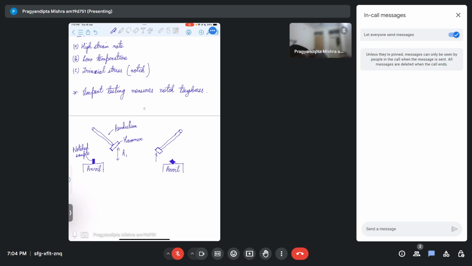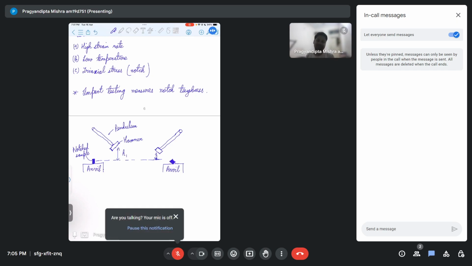Here and here. And the hammer will be hitting from the backside. This is the hammer. So in Charpy, basically the hammer hits the sample from behind the notch, not on the side of the notch, but behind the notch. So this is Charpy's test.